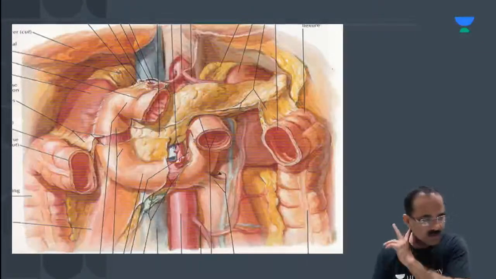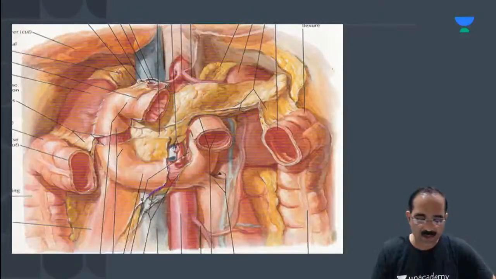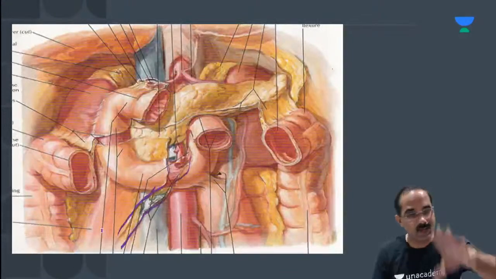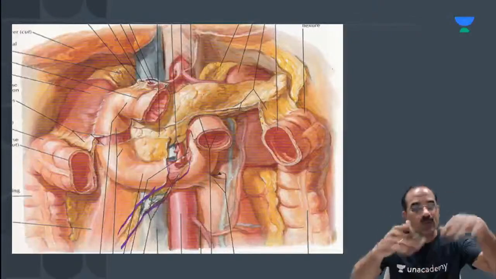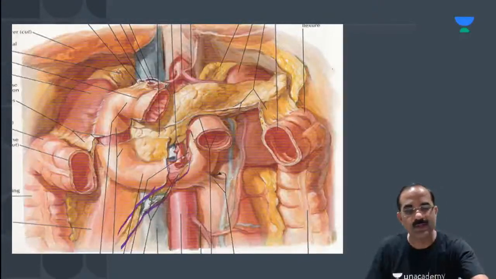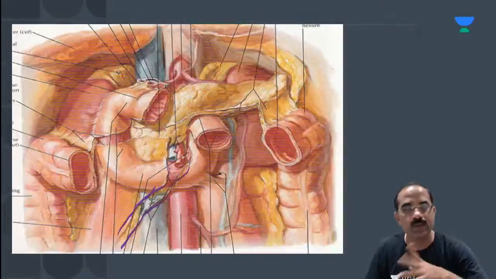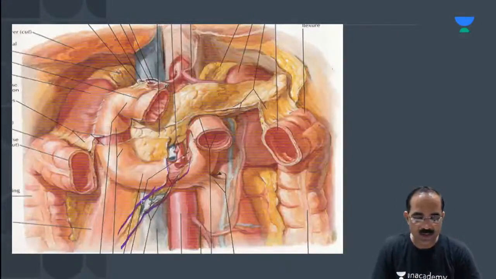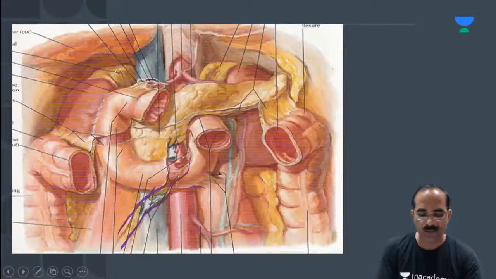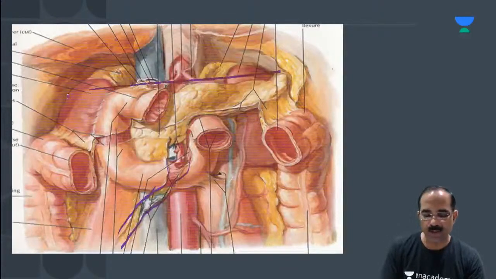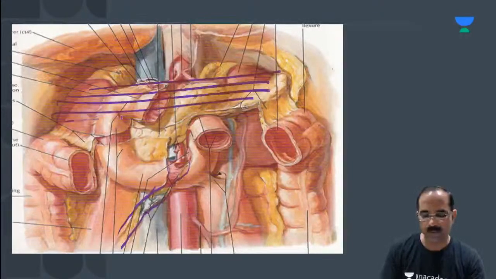Look, what is this line that you're seeing? This line is the attachment of the peritoneum of the small intestines. What is the peritoneum covering the small intestines known as? The mesentery. So this is the attachment of the mesentery of the small intestines. Are you following? See students, the peritoneum is covering the posterior abdominal wall like this.